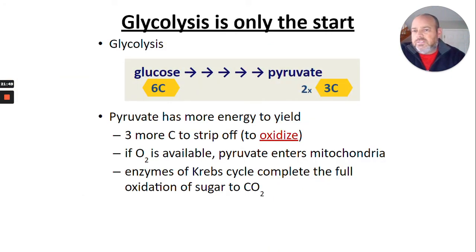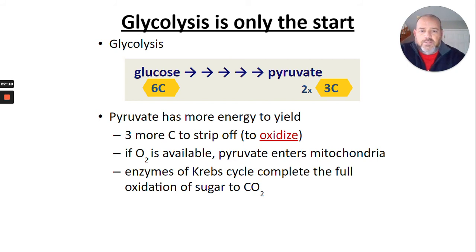So glycolysis is only the start. We made a couple of pyruvates, and pyruvate has more energy to yield. There are 3 more carbons there, right? We only split a bond or 2 to get these into 3-carbon blocks. So we're going to keep stripping out all of those carbons and breaking down those bonds to get that energy out.